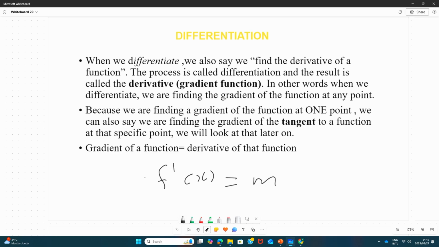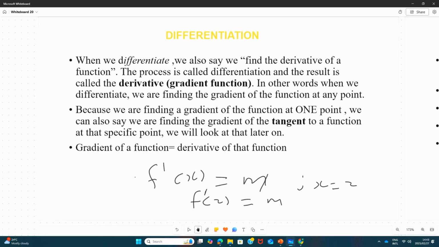Now if you want the gradient maybe at x equals 2, I'm making an example, then you would have to substitute, so f prime at 2 will be equal to that gradient. So you see here we will be given one point, x equals 2 or x equals any number. But to get that gradient, you are going to differentiate, and then you substitute the value of x to get the gradient of the function at that point. So at this point, it will be x equals 2.